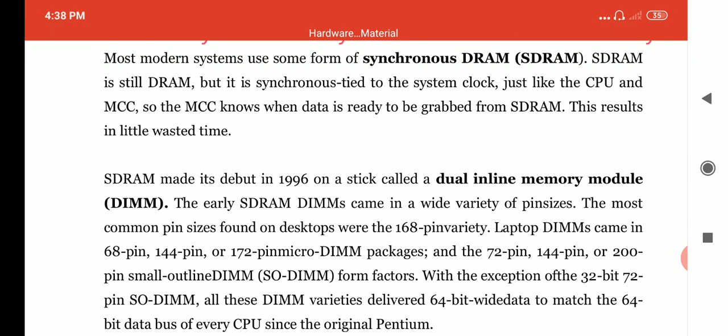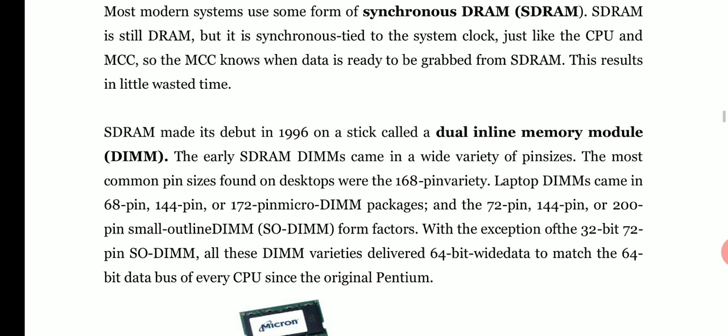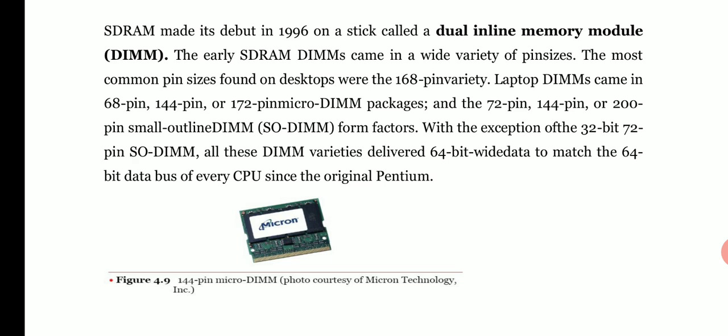It is still called DRAM, but it is synchronous, tied to the system clock, just like the CPU. So SD-RAM, synchronous dynamic random access memory, is synchronous to the system clock. SD-RAM made its debut in 1996 on a stick called dual inline memory module, that is DIMM.